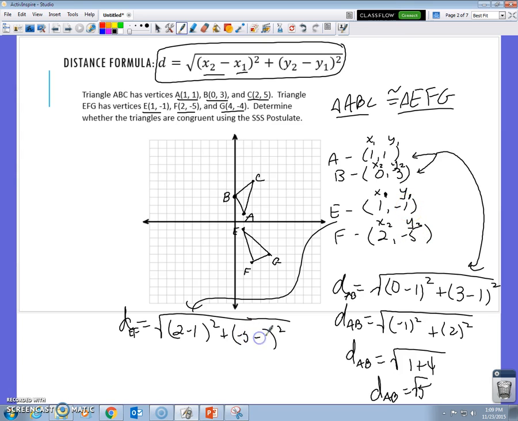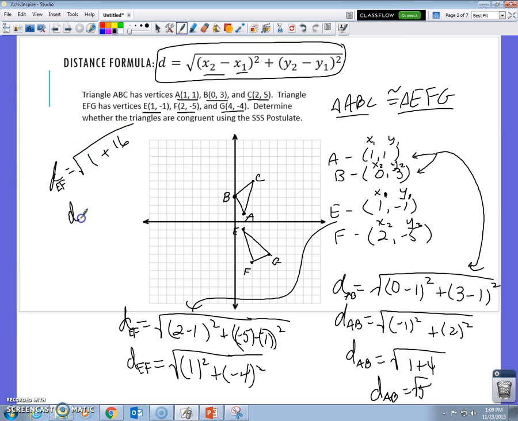Be careful with these negatives. You do need the minus and the negative sign, so if parentheses help you, that's fine. That'd be best. So the distance between E and F equals the square root of 1 squared plus negative 5 minus negative 1, which is negative 4, squared. Then finally, the distance between E and F in this case will equal the square root of 1 plus 16. So the distance is the square root of 17.